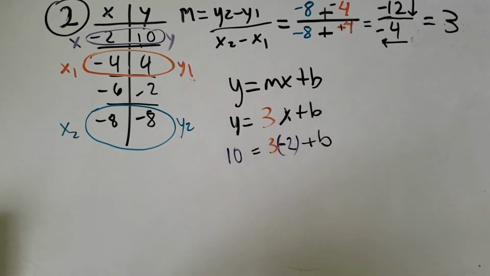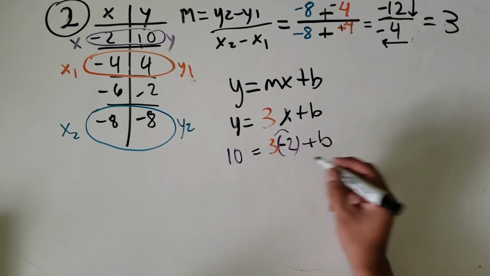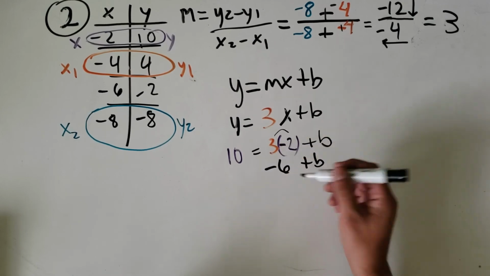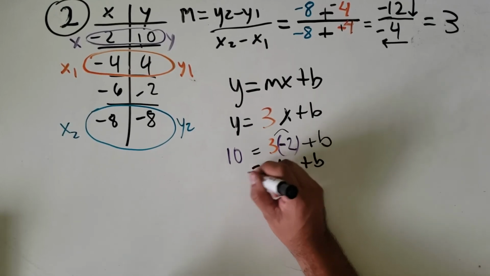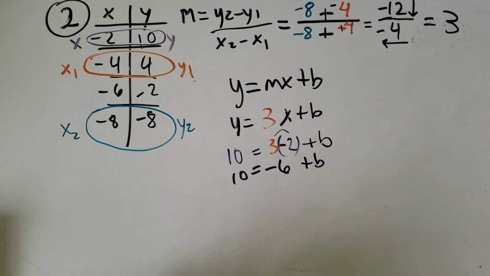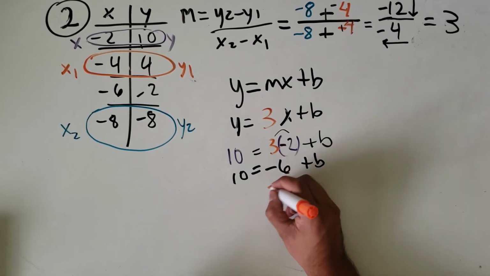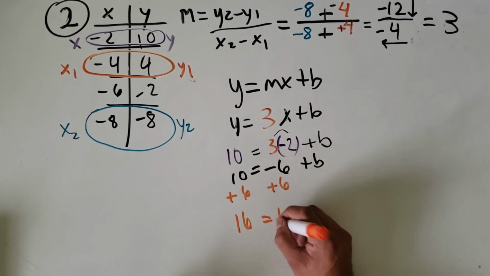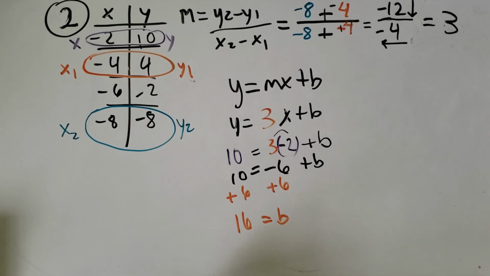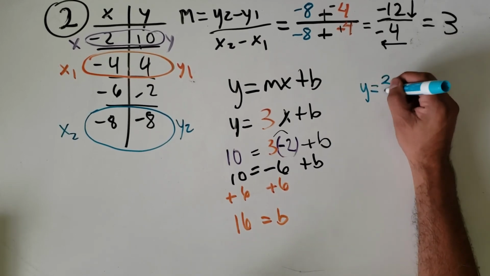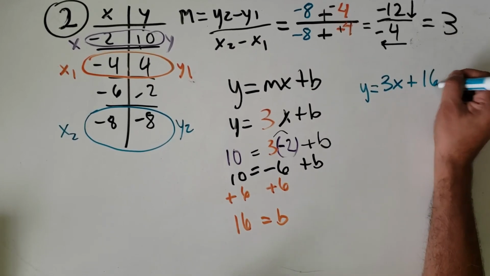Okay? All right, so now we're going to multiply these two. So 3 times negative 2 is negative 6 plus b, because remember you go to church, positive times negative is a negative, and that gives you negative 6 over here, and then here I get a 10 because I didn't do anything to it. Now I need to get rid of this negative 6. The opposite of negative 6 is plus 6, so I need to do plus 6 here, and I get 16 equals b. So now I know my b, now I know my m up there, so now I can write my equation. So y equals 3x plus 16.